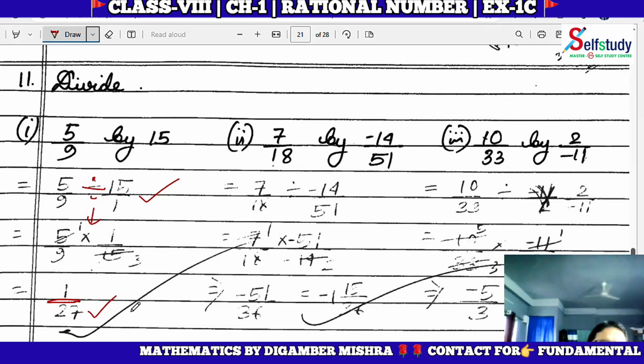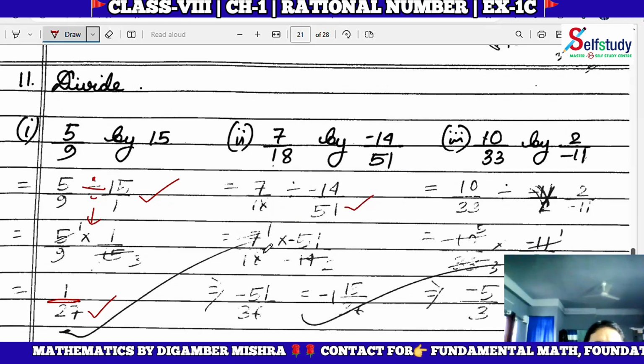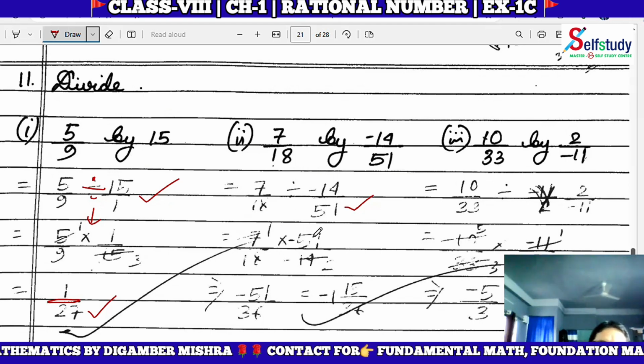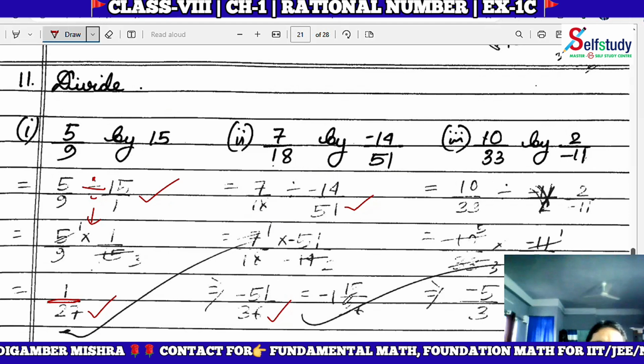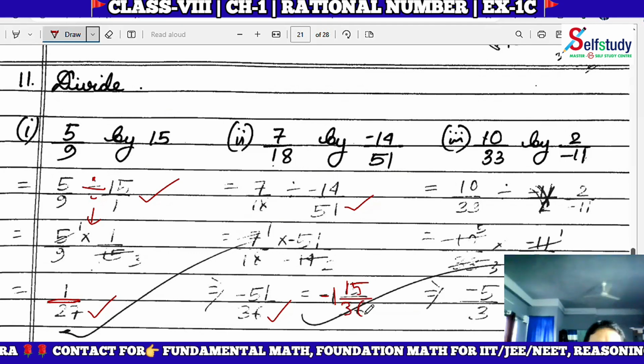7 upon 18 by minus 14 by 51. So 7 upon 18 divided by minus 14 by 51. 7 upon 18 into minus 51 upon 14. I am keeping the minus sign with the numerator. Now 7 2s are 14. So minus 51 upon 36, and in the mixed fraction form its answer is coming minus 1 whole 15 upon 36. This is the answer.